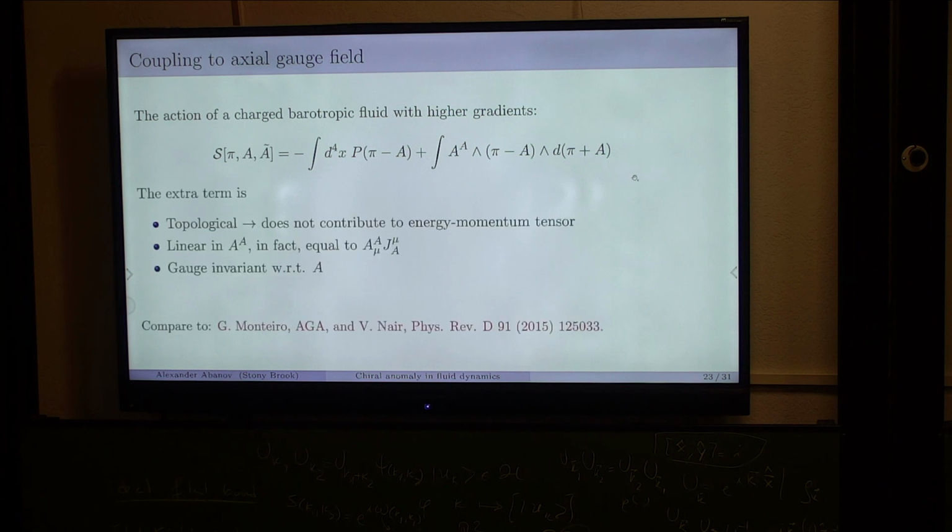Okay. So the extra term is topological, so it doesn't contribute to the energy momentum tensor. It's basically the axial gauge field multiplied by the axial current, which we introduced. And it's gauge invariant with respect to the A field, completely gauge invariant. It's not quite gauge invariant with respect to this axial field. But its gauge non-invariance is only due to the background field. Okay, so let's consider this action. I have to say that some time ago we introduced this action where instead of this axial gauge field we used the same A field, and that was the idea to describe Weyl fermions with only one component of the gauge field. So the details are in this work.